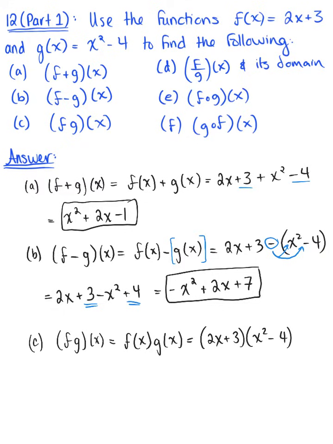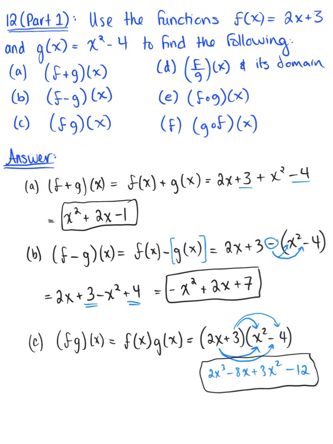And now we'll apply that FOIL method. So we have 2x times x squared, which will give us 2x cubed. We have 2x times negative 4 for a minus 8x. We have 3 times x squared for a plus 3x squared. And then we have 3 times negative 4 for a beautiful negative 12. And now actually looking at these terms, we don't have any like terms, so we can just box this up. This is our beautiful final answer.